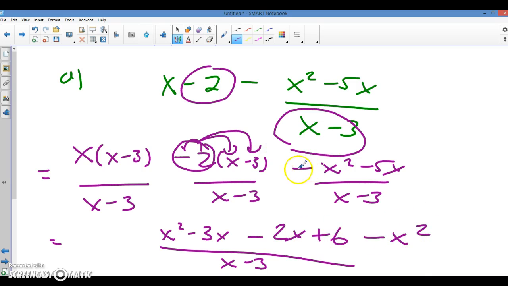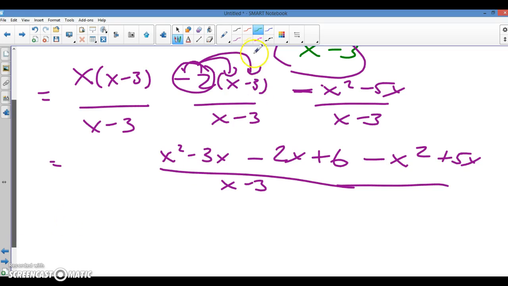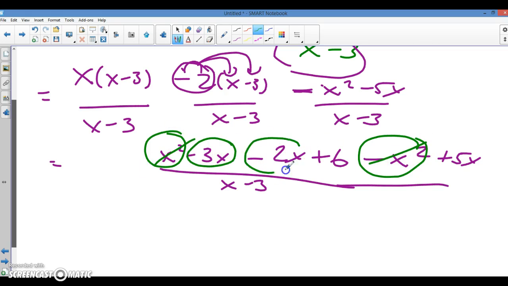And I messed this up. Oh, sorry, I didn't mess this up. That's minus all this. So that's minus x squared minus minus 5, plus 5x. Okay, collect like terms. When you collect like terms, let me see if I can expand this. Yep, good. Collect like terms. There's an x squared. There's an x squared. They disappear, cancel each other out. Minus 3x minus 2x. That's minus 5x plus 5x. That's 0x, so they're gone.